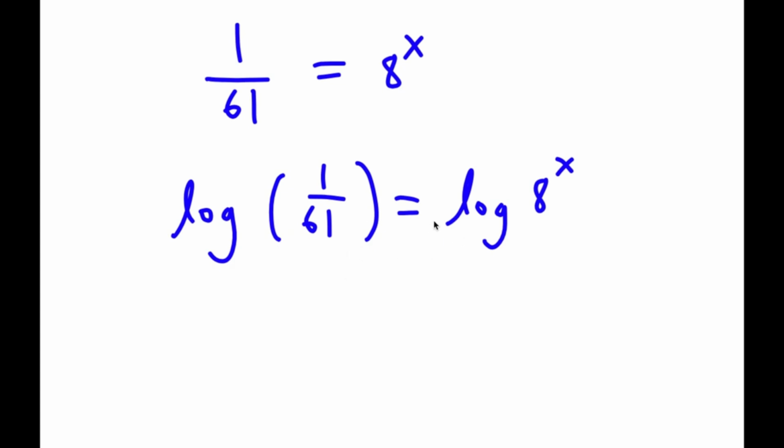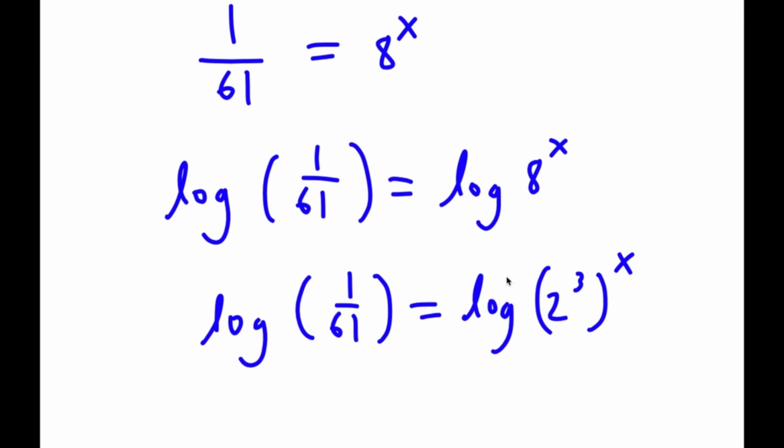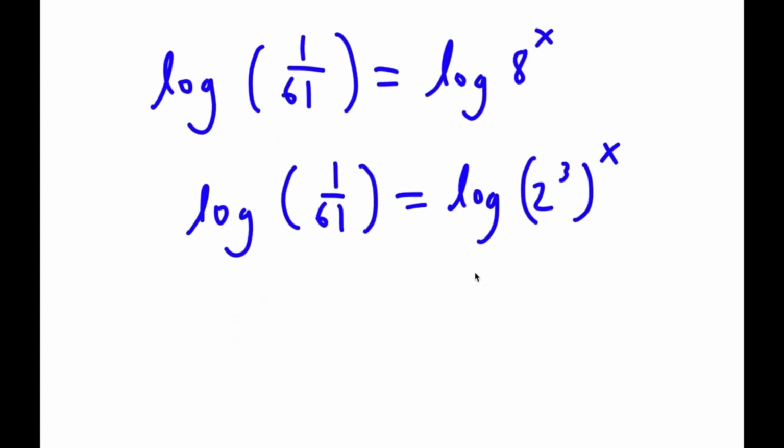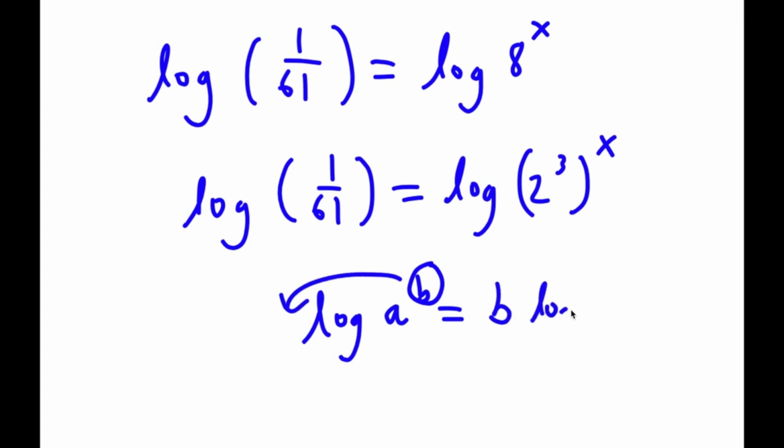And 8 is the same thing as 2 to the power of 3. So now I have log 1 over 61 is equal to log 2 to the power of 3 to the power of x. Now if I have something in the form log a to the power of b, I can simply move this exponent b to the front. So this can equal b times log a.